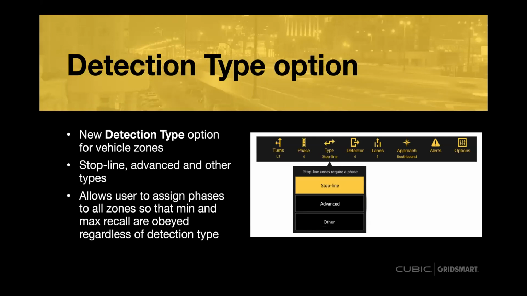With this addition of the detection type, we are enabling the ability to set phases for your stop line and your advanced zones. That way, all zones within a particular movement and approach will behave according to that min and max recall setting that you've defined. One note is that in order to configure a zone as stop line, it must have a phase, which you'll see noted there in the dropdown for the type setting, where it says stop line zones require a phase. That option will not be selectable if no phase has been assigned.